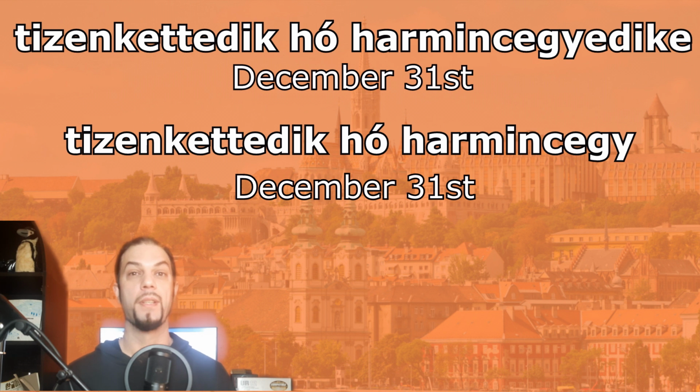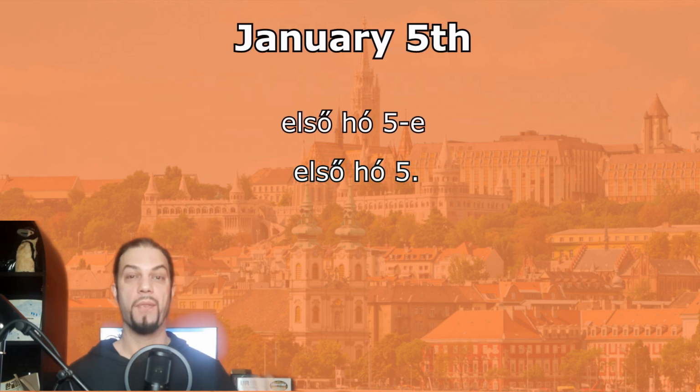If you're familiar with the Hungarian numbers and the ordinal numbers, this is going to be really easy. As a closer, I'd like to talk about the writing of this as well. Depending on whether you use the possessive suffixes or the ordinal numbers, the writing changes a little bit. So for example, the 5th of January can look like these. As you can see, if you use the possessive suffixes, then you have to use a dash and attach the correct possessive suffix after that.